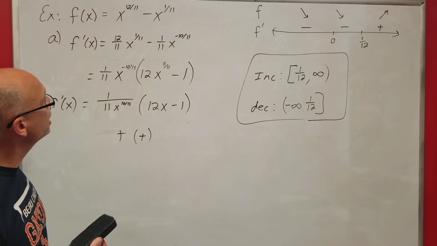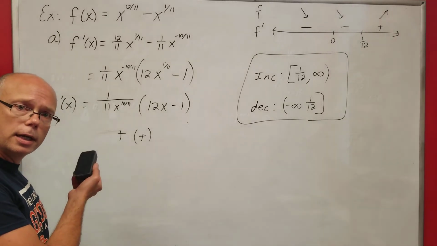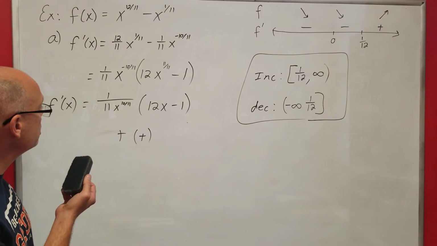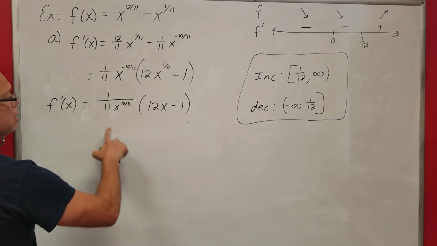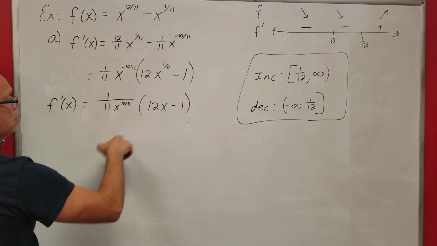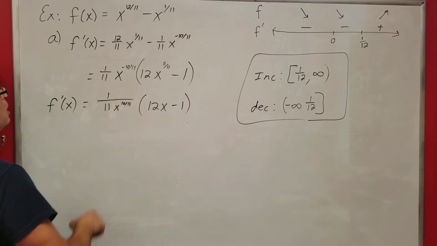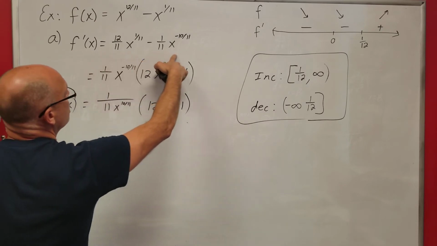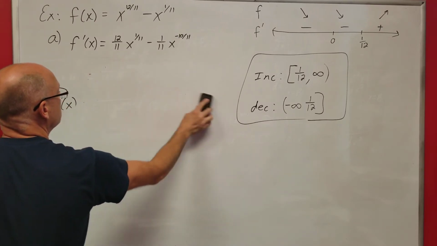So if I have to find concavity, I'm going to look at a second derivative. So I'm going to take a second derivative. Now, I'm not going to take a second derivative of this part because I'll have to use a product rule and even a quotient rule. I'll take the second derivative of this part right here. That'll make my life a lot easier.